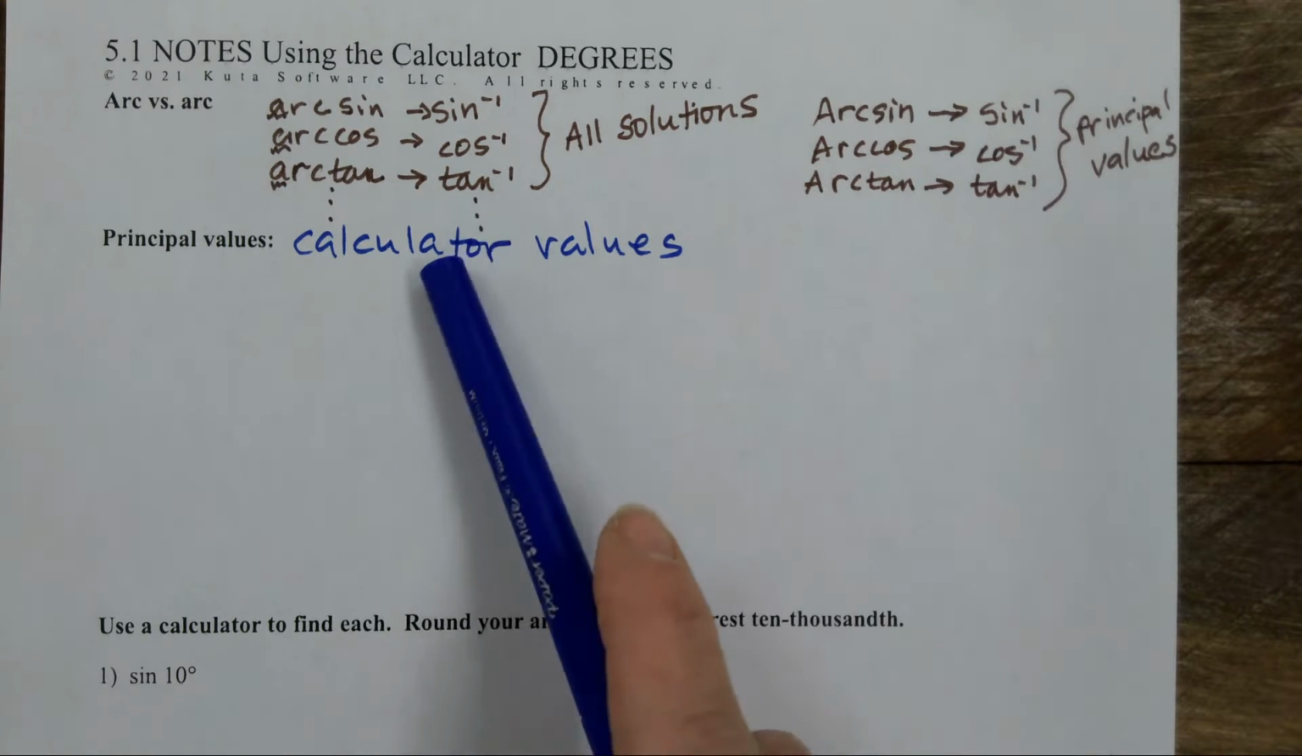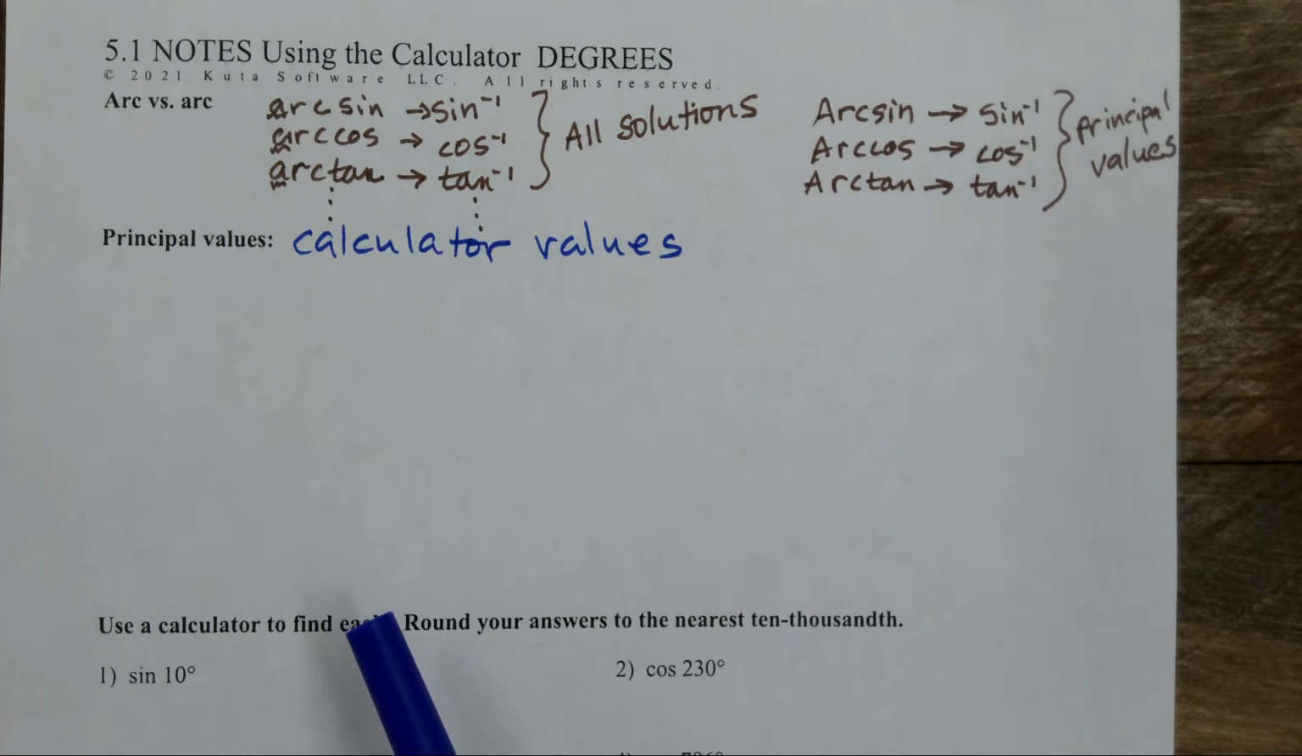It can give you one positive answer, or one angle that represents a positive answer, and one angle that represents a negative answer. Even if we were going one lap around the unit circle, we would get two answers typically for positives and two answers for negatives.